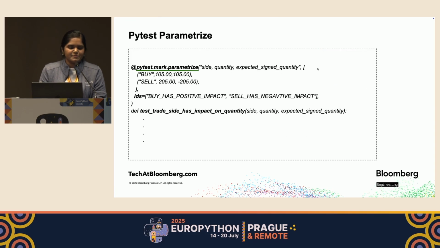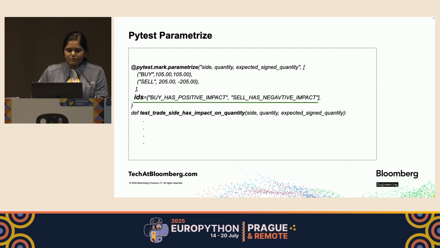First up, pytest parameters. This is one of the simplest and most powerful tools in pytest. It lets you run a test function multiple times with different inputs and expected outputs. So instead of writing 5 similar tests, you write once and run multiple times with different scenarios. You can even assign IDs to make each test case more readable in the output. It's especially helpful when you're trying to debug a long test suite.